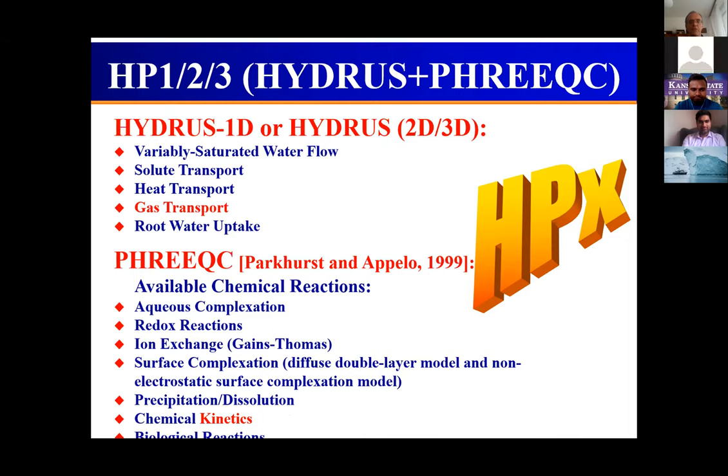PHREEQC, for those who don't know it, is a biogeochemical model which was developed by USGS, namely by David Parkhurst and Tony Appelo. It's a very widely used geochemical model, which allows you to simulate reactions such as aqueous complexation, redox reactions, ion exchange, surface complexation, precipitation-dissolution of minerals, kinetic reactions, biological reactions, etc. So a lot of reactions which the standard HYDRUS code will not do, yeah?